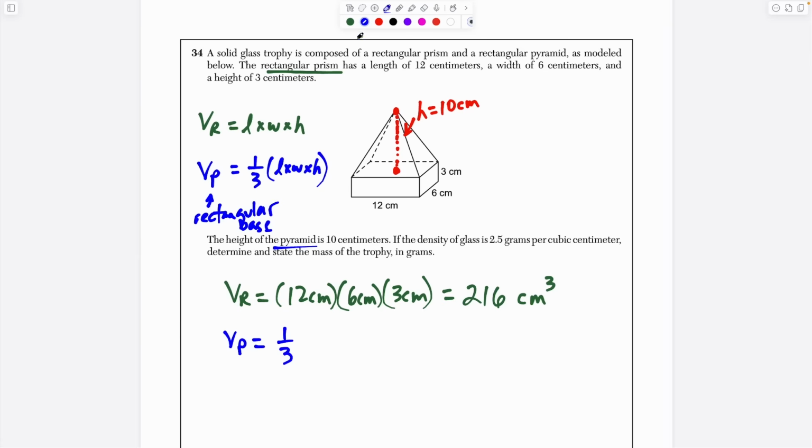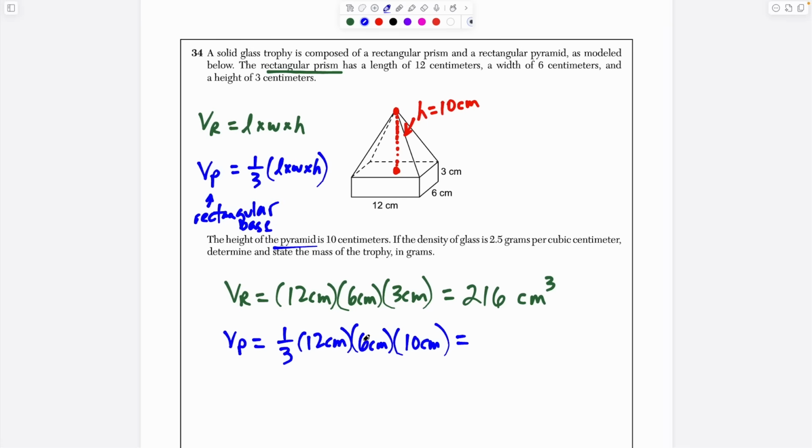So now I just go back to this. So I have 1/3 times the length of the pyramid, which is 12 centimeters. So I have 1/3 times 12 centimeters times the width, which is the same as the width of the rectangular prism, 6 centimeters. So we have times 6 centimeters. But now this is where things are different. The height of the pyramid is 10 centimeters, not 3. So we have times 10 centimeters. And now for this, once again, we could just use a calculator or just work this out. So 1/3 of 12 is 4.